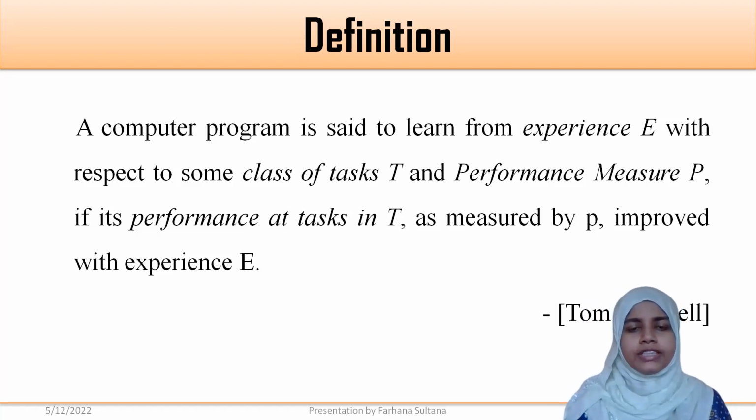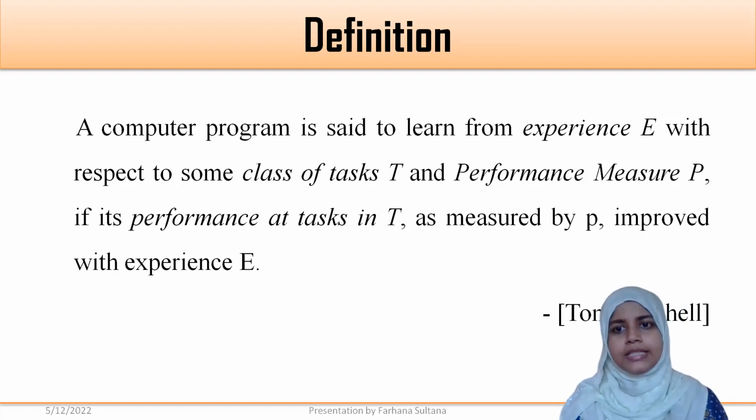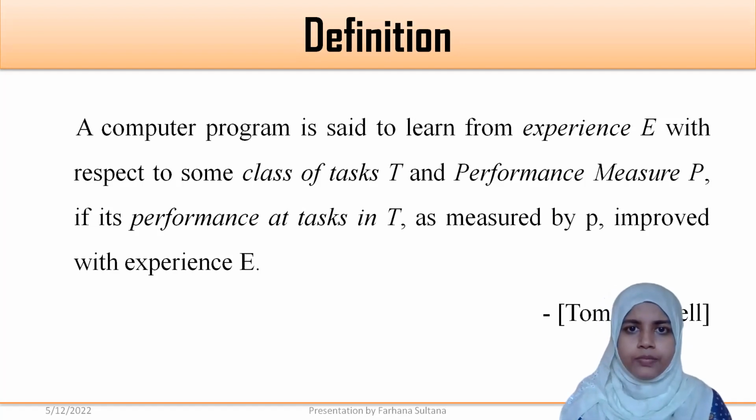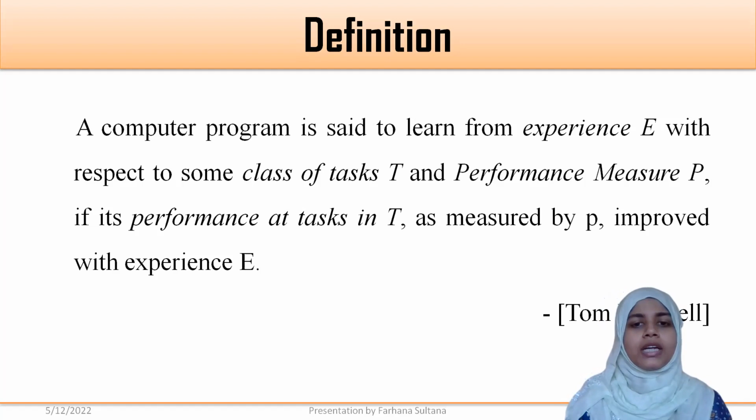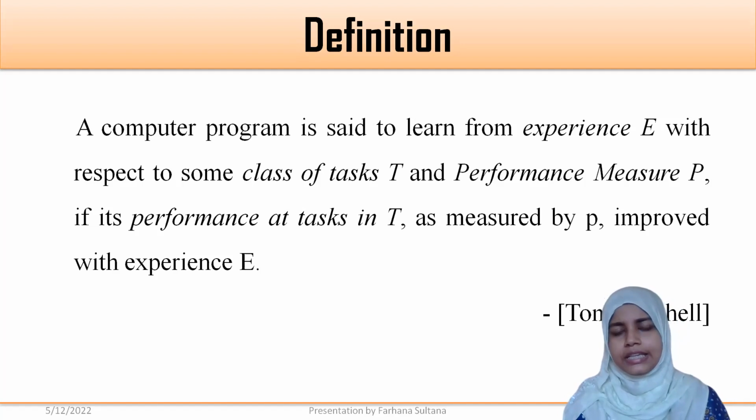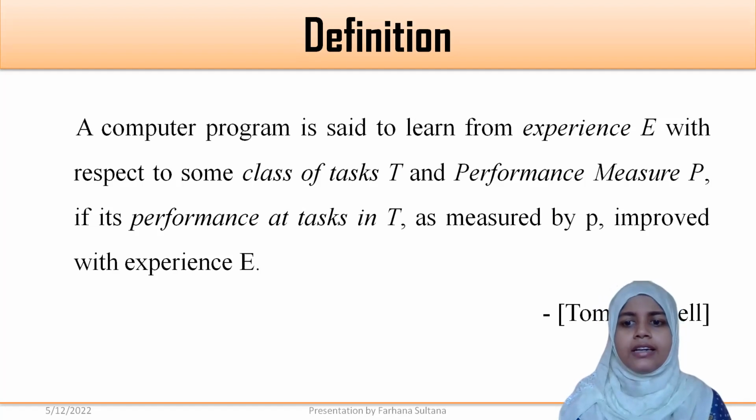Now in terms of machine learning, a computer program is said to learn from experience E. That means any kind of previously collected data, with respect to some class of task T, any kind of learning task. We are going to discuss it in our next slide. And performance measure: there are different types of metrics to measure the performance of a machine learning algorithm. So we say that the program is learning when its performance at that task, as measured by P, improves with data or experience. Okay.